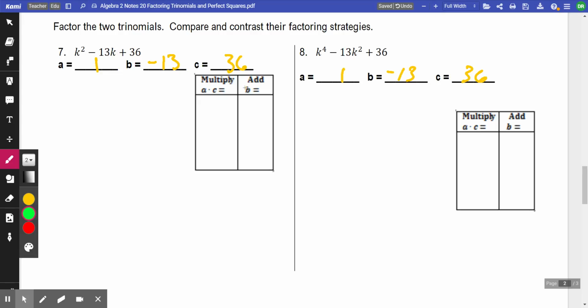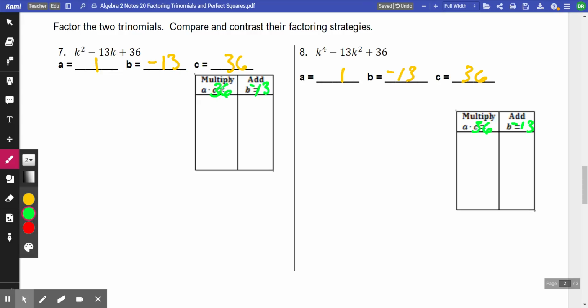And when we fill out this chart here, a times c is a little bit basic again because a is equal to 1. So when we take 1 times 36, we're going to get 36. And b is negative 13. And those are the same values we get here. A times c is still 36. B is still negative 13. Okay, so everything there is the same.